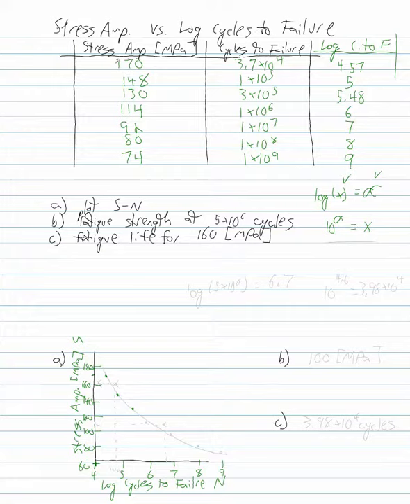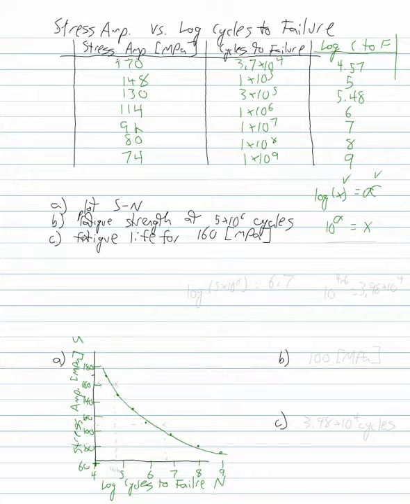At 6, we have 114. At 7, we have 92. At 8, we have 80. And at 9, we have 74, which we can now go ahead and connect to find our trend. And we have an S versus N plot.